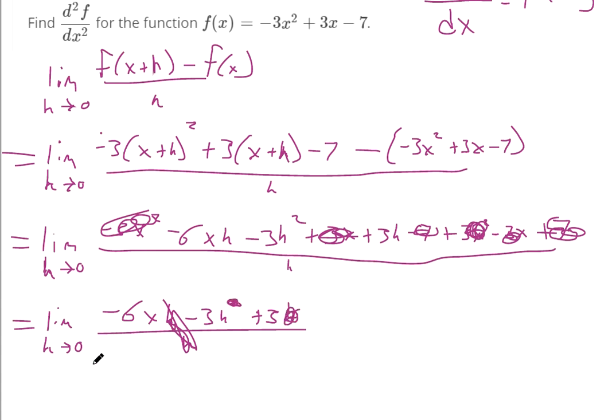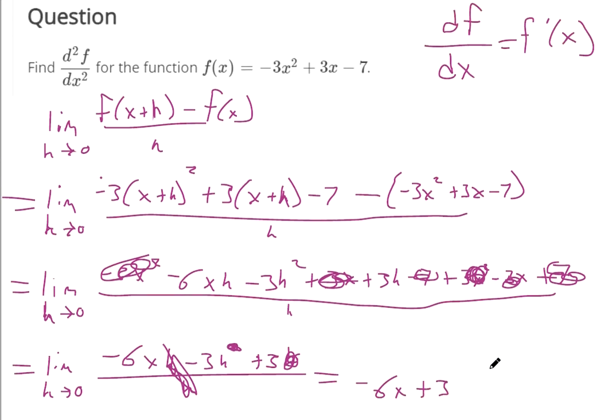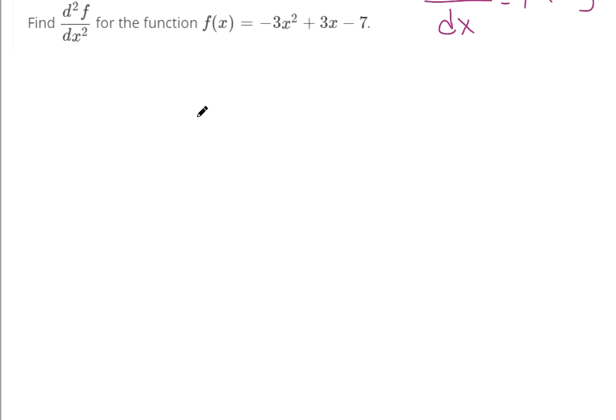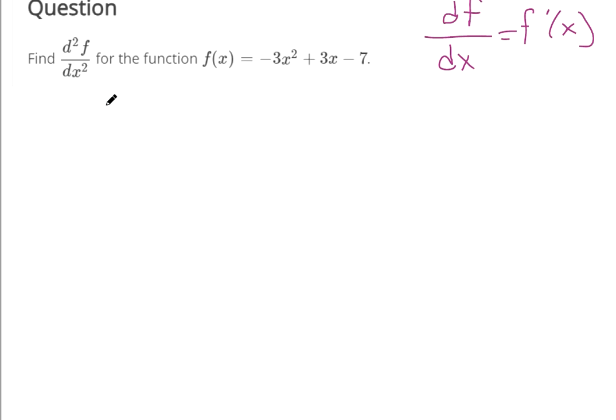Now do we have a divide by 0 problem? You can plug in 0 for h, and that means these terms are going to be gone. So you're just left with negative 6x plus 3. That is the first derivative, okay? We just found that the first derivative, or in other words, using the notation we're using right now, the derivative of f with respect to x is negative 6x plus 3. Okay, but we have to go back to the drawing board because we're supposed to find the second derivative. We just found f prime of x is negative 6x plus 3.